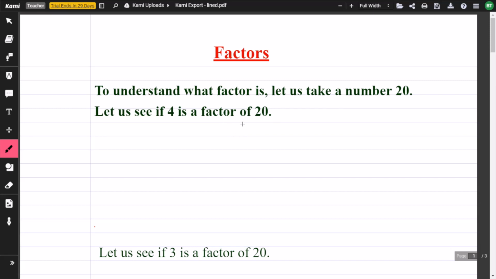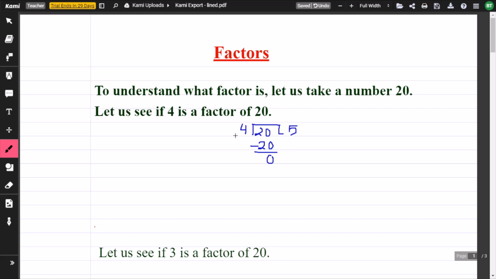So let us divide 20 by 4. When we divide 20 by 4, we have to do 5 times. 4 times 5 gives 20. And when you subtract 20 from 20, the remainder is 0. So in this division, the quotient is 5 and the remainder is 0.